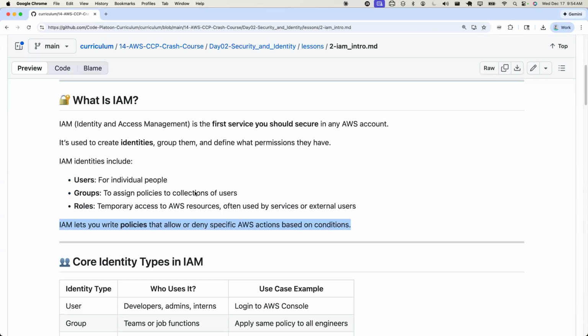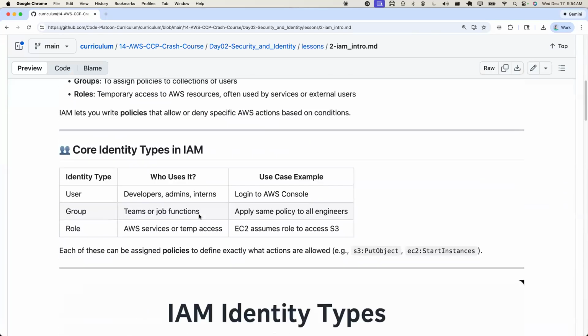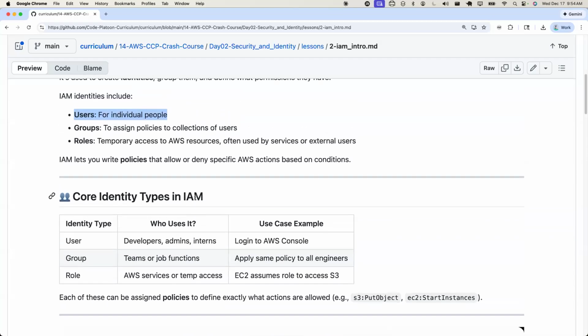Luckily for the exam, we don't need to dig into all the dirty details. We're not going to need to know a massive list of all the possible policies. I just wanted to illustrate what we're talking about here. So again, we have users, groups, roles, and then the guts of everything, which is policies.